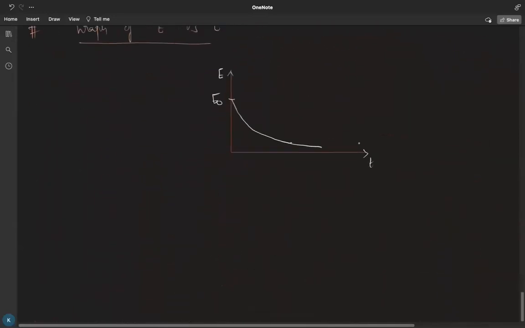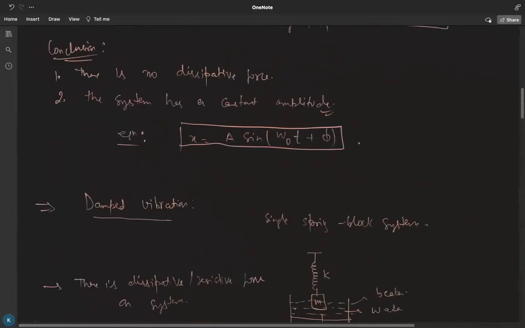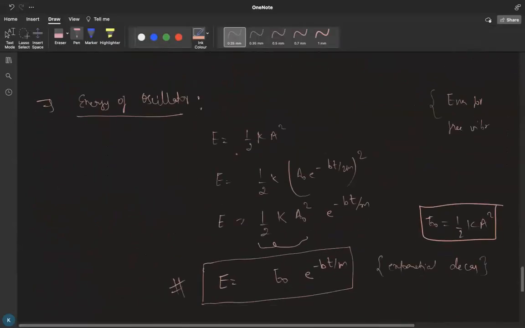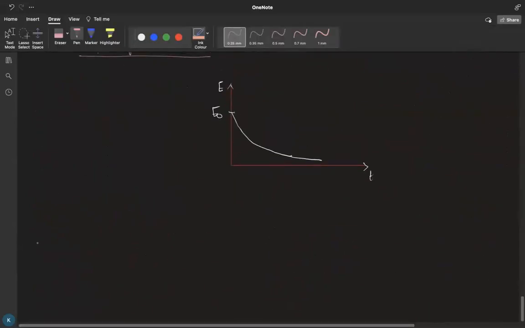Now we have moved to the next topic, which is the third one. It is forced vibration, in which we have to talk about resonance. Okay, so let's move to the third topic, which is forced vibration. So let me give you a very fair example of this.